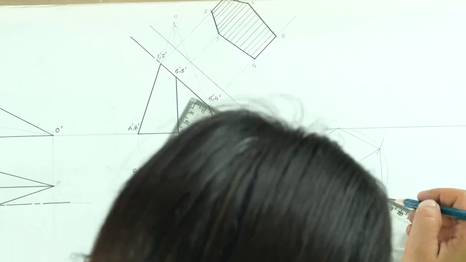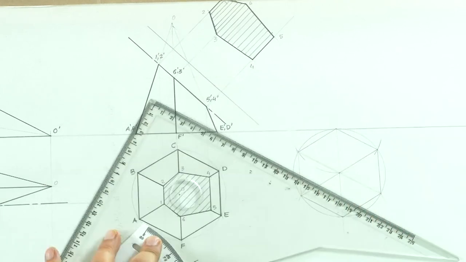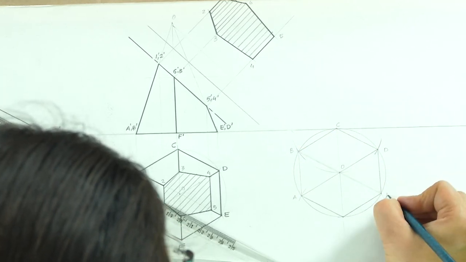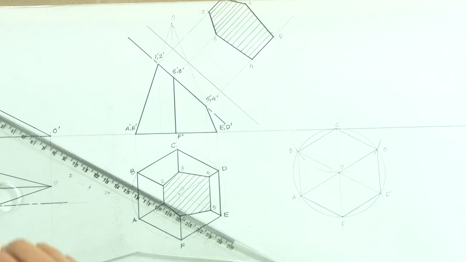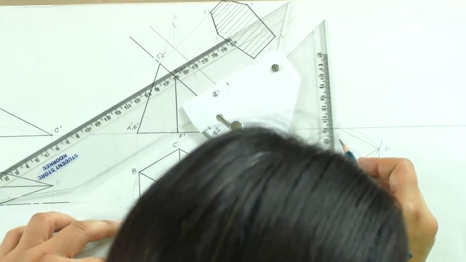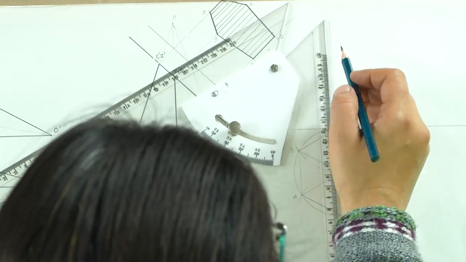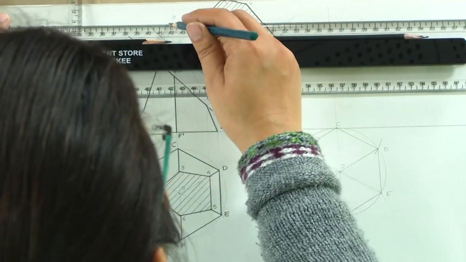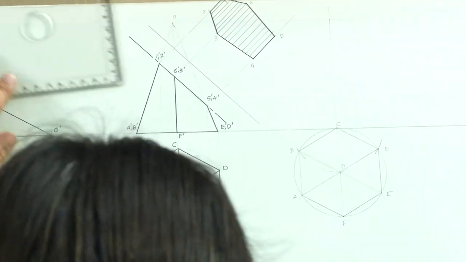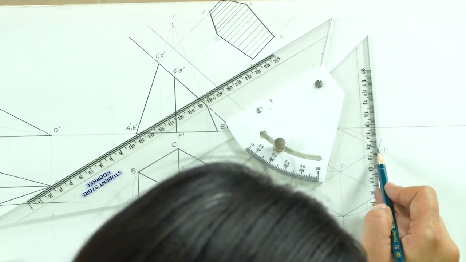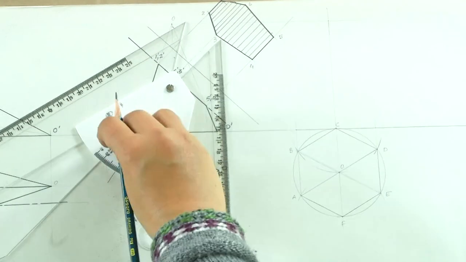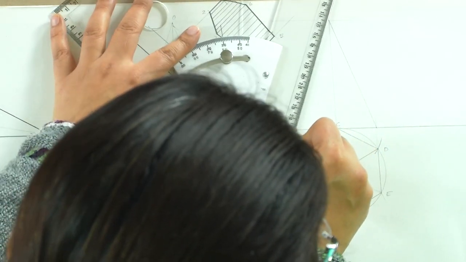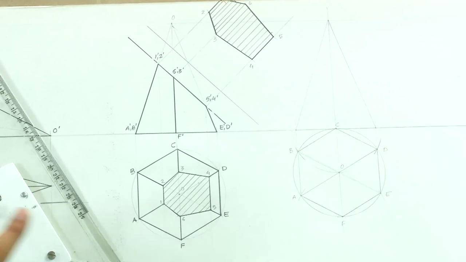To which all these points of the base are joined. So this is your point O. And let us lightly number them. We'll take the front elevation, taking the same height as the previous one. This is the front elevation in the original condition.